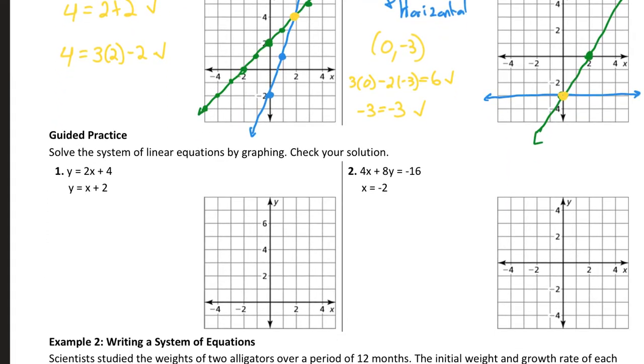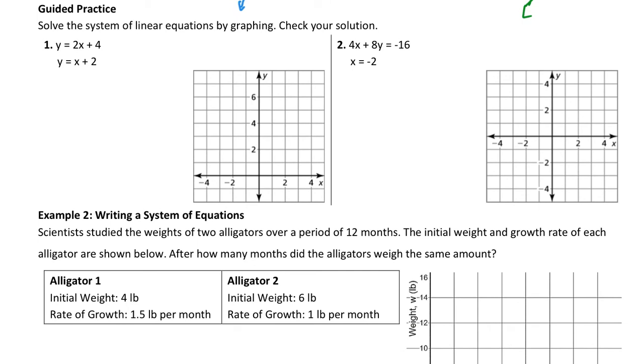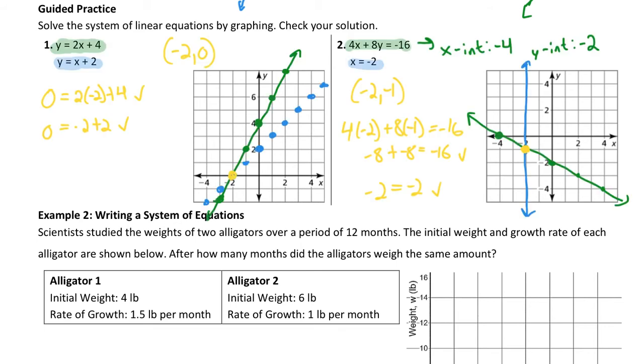So moving ahead, I'd like you to work through some guided practice now. Pause the video, work through these two examples, and then resume the video when you are ready to move forward. You'll see the answers, and you can move on to example 2. Okay, so the solutions to each of these: for number 1, the solution was (-2, 0), and for number 2, the solution was (-2, -1). So those are the solutions to each of our systems of equations.